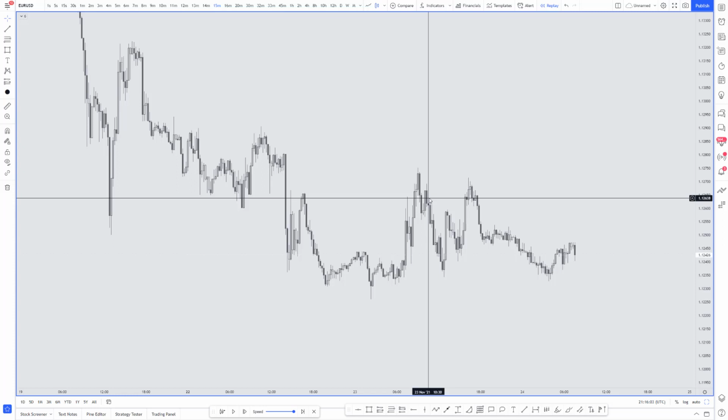Hey everyone, I just wanted to do a quick introduction into supply and demand trading. What is it, how does it work, and what makes it different from basic retail trading?